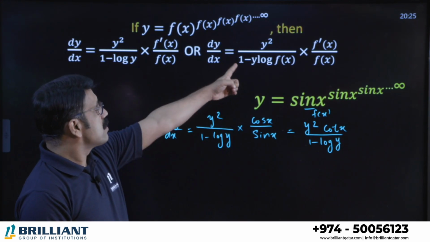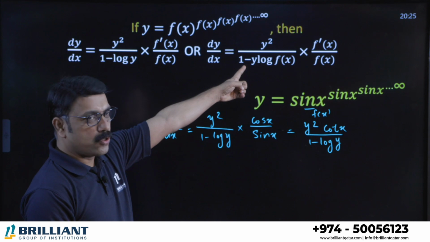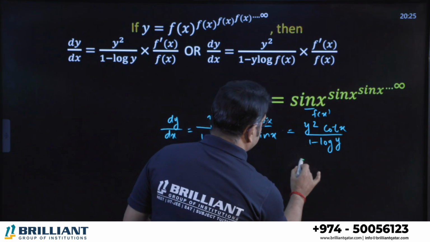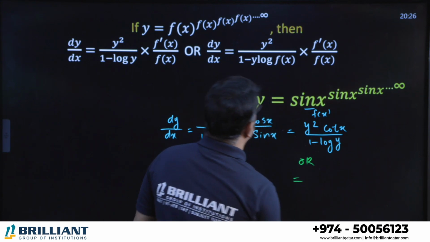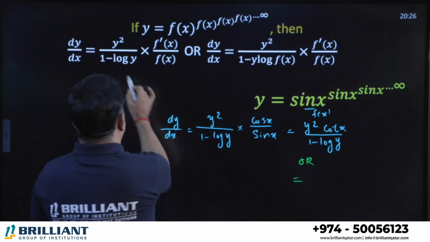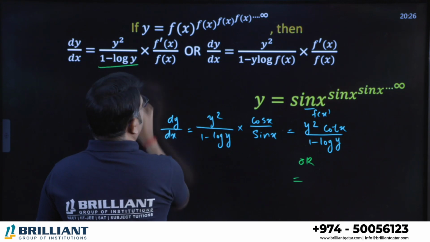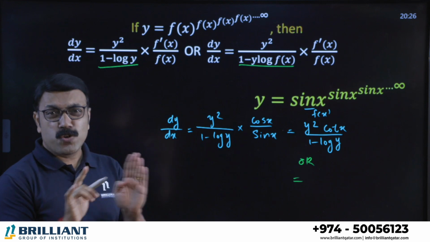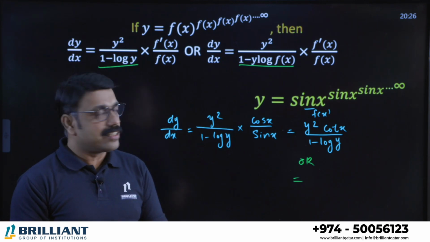I told you, sometimes you can see this answer written in the form y square cot x divided by 1 minus log y, that is the same. Here it is 1 minus y log of f of x. Only that change is there. No other changes are there.